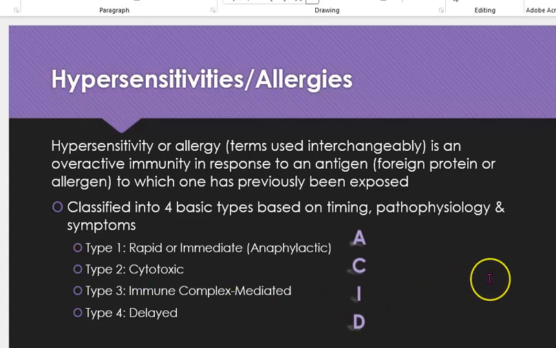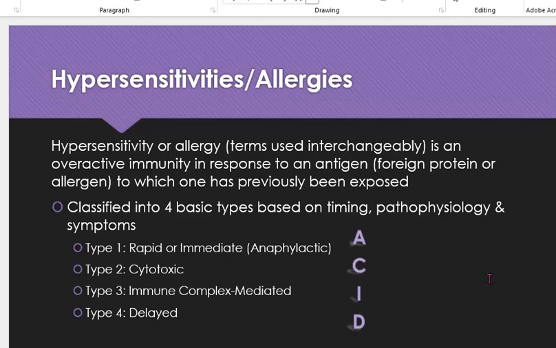Next, you have type 3, which is immune complex. These reactions result from excess antigen causing immune complexes to form in the blood. These circulating complexes then lodge in small blood vessels of the kidneys, skin, and joints. The complexes trigger inflammation, and tissue or vessel damage occurs. Most autoimmune disorders are caused by type 3 reactions.